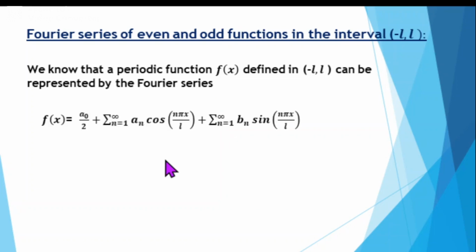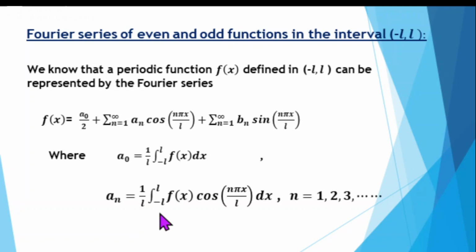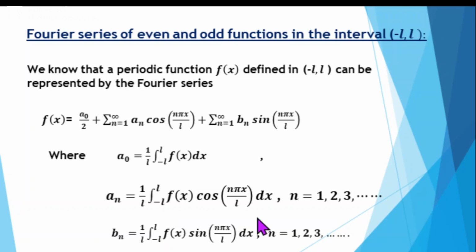The Fourier series is f of x equal to a0 by 2 plus summation n from 1 to infinity an cos n pi x by L plus summation n from 1 to infinity bn sin n pi x by L, where a0, an, bn are given by Euler's formulae. Formula for a0 is equal to 1 by L integral from minus L to L f of x dx, and an is equal to 1 by L integral from minus L to L f of x cos n pi x by L dx. Bn is equal to 1 by L integral from minus L to L f of x sin n pi x by L dx.